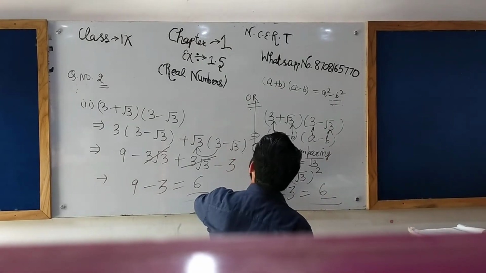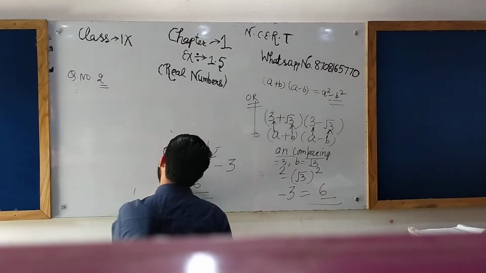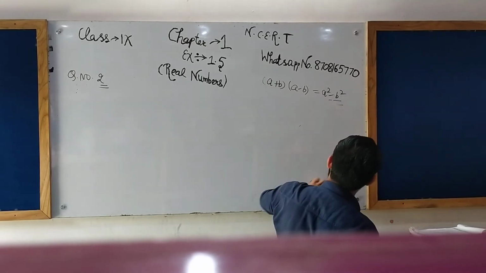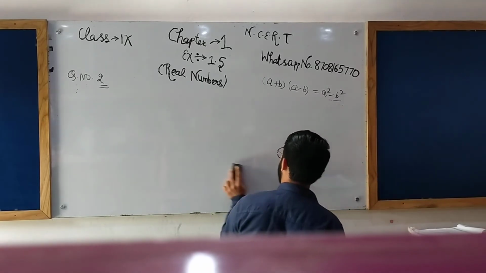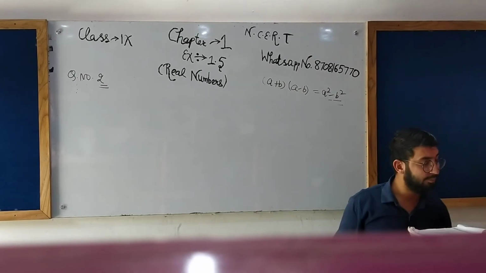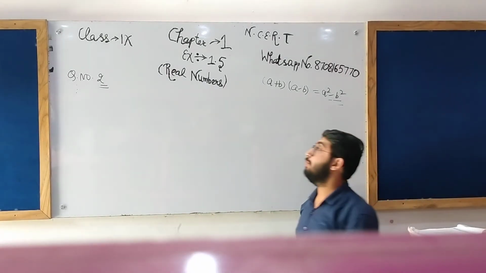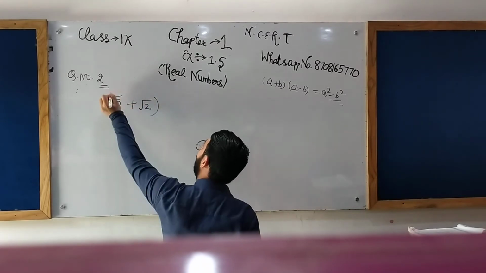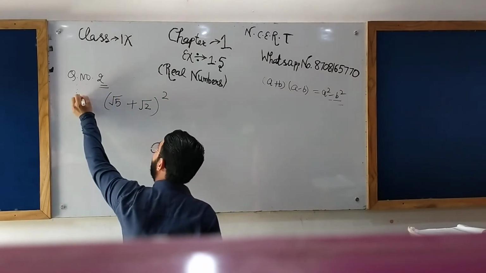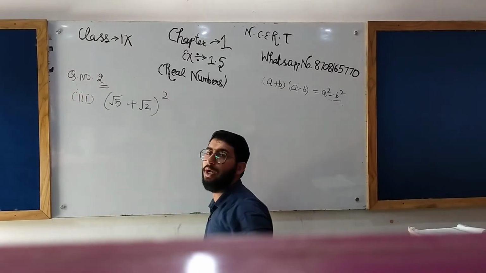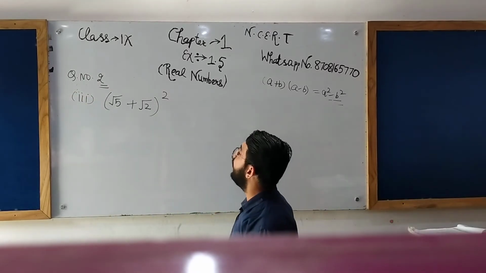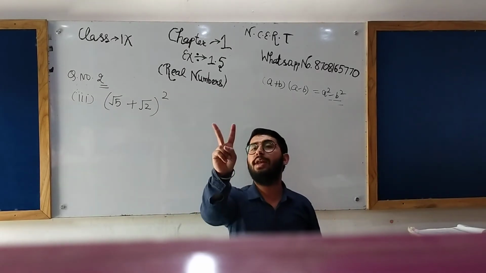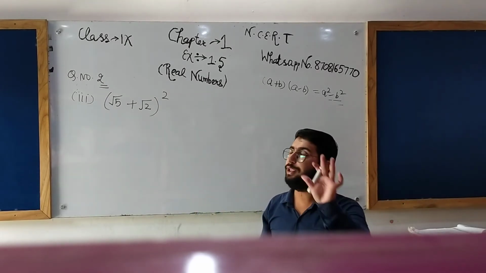Okay. Second part of question number 2. Hope you have understood this part. Okay. Now we are proceeding towards the third part. Root 5 plus root 2 whole square. This is the third part of question number 2. Listen carefully. Root 5 plus root 2 whole square we have to find. How will you find? Again there are two methods. You can apply what you want.